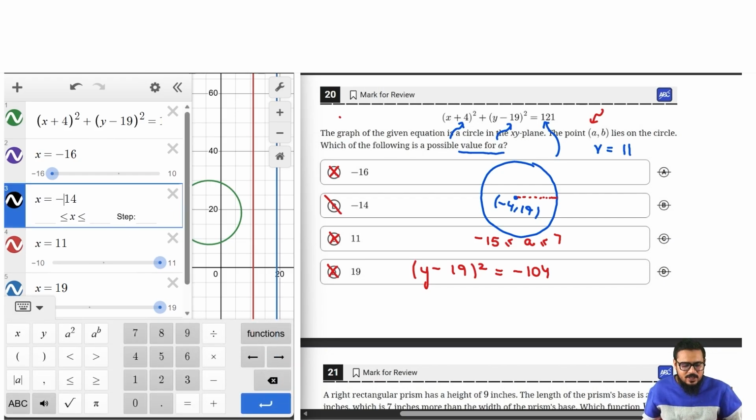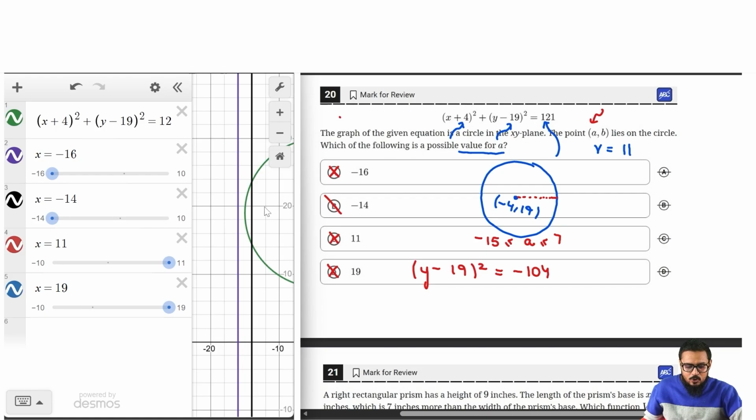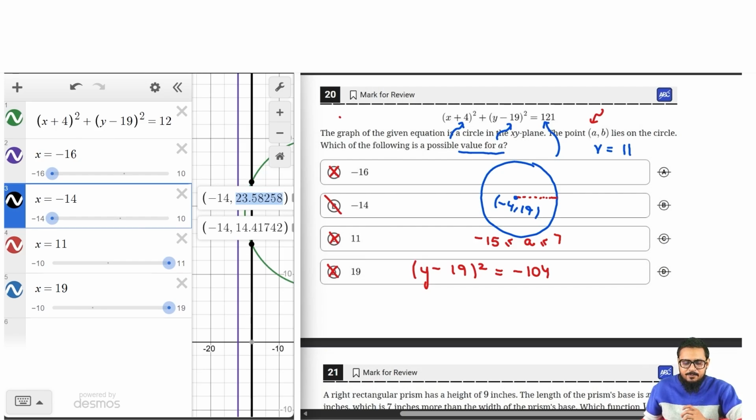So when I type x equals minus 14, I get a black line. Let's see where this black line lies. It passes through the circle, right? So I can say x can actually be equal to minus 14, and the value of b in that case would be 14 point something. X can be equal to minus 14 and the value of b at that point would be 23.58 something, right? So I can expect at least two values once x is equal to minus 14. Both of them would lie on the circle. It would become a random point that lies on the circle as a comma b. That's why answer option B should be the right choice.